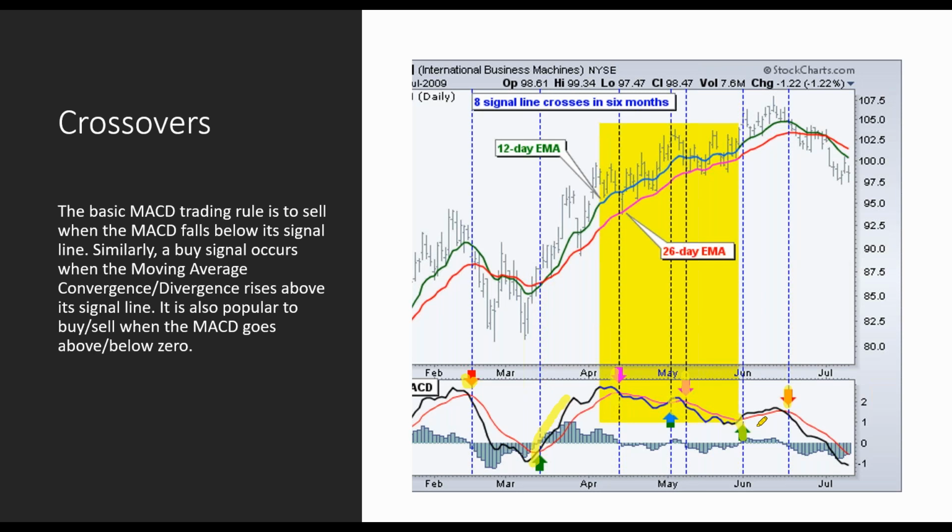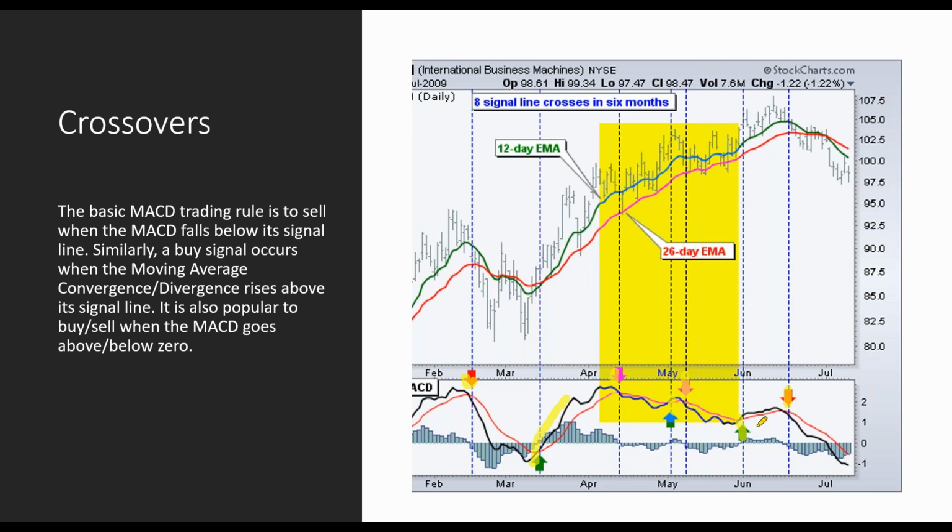So the basic MACD trading rule is to sell when the MACD line falls below its signal line. Similarly, a buy signal occurs when the moving average convergence and divergence rises above its signal line. It is also popular to buy and sell when MACD goes above and below zero. So remember, we had the zero line on the charts. When MACD falls below zero, it can give you a sell signal. When it climbs above zero, it can give you a buy signal.